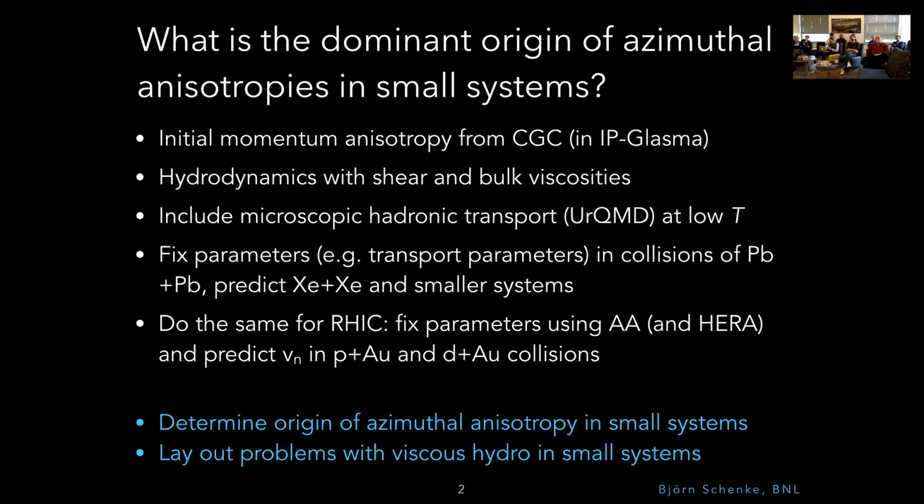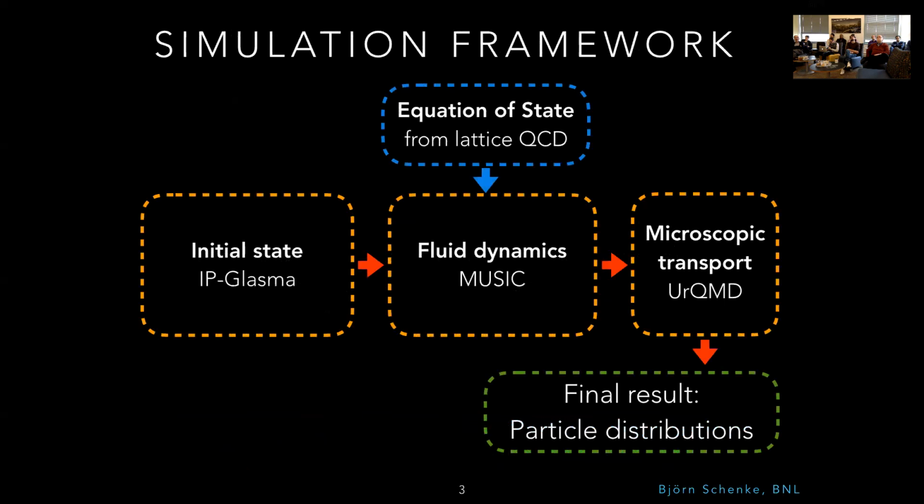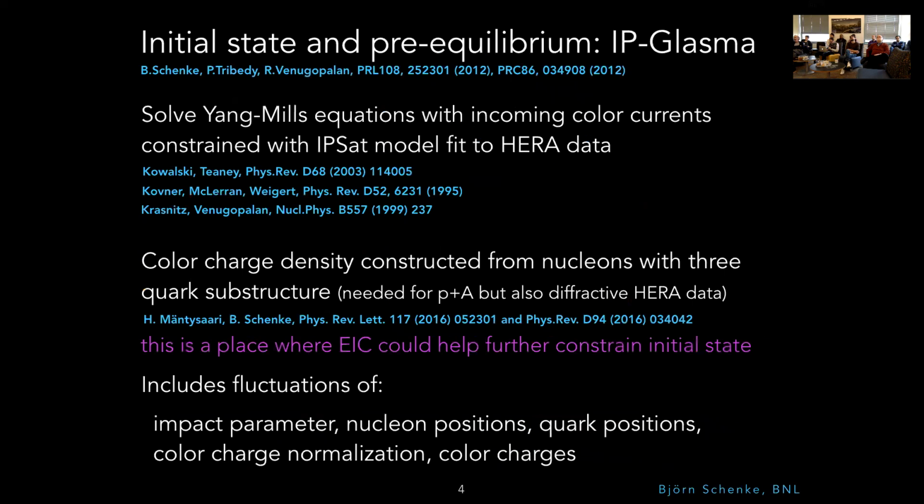Okay. And so then this all should lead to determining where these azimuthal anisotropies that we have in the final results come from in the final hadron spectra. So this is just a picture of what I just said.